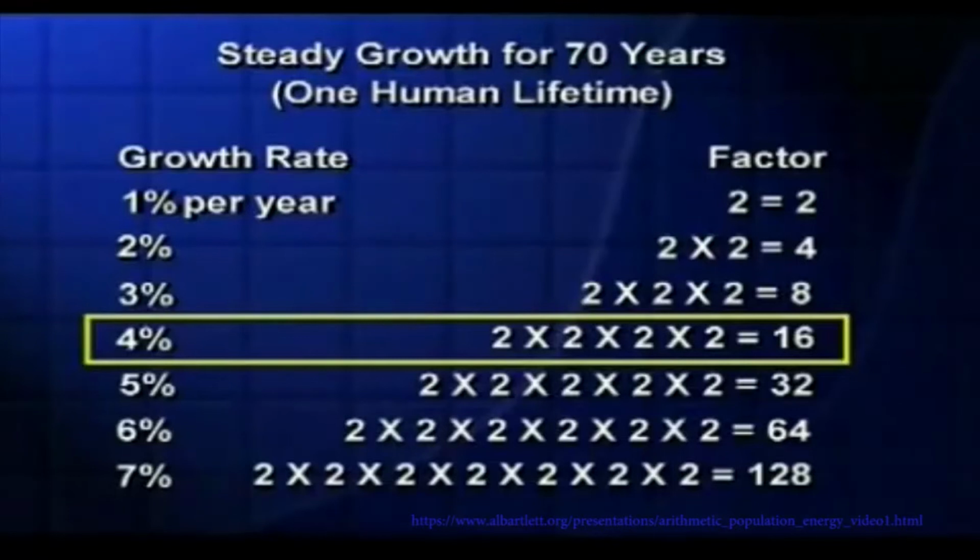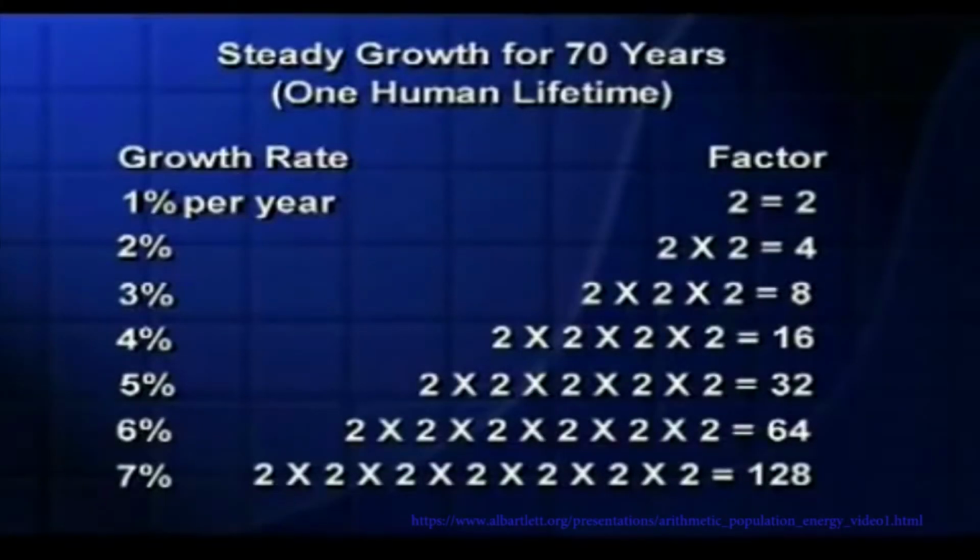Now there's another beautiful consequence of this arithmetic. If you take 70 years as a period of time, and note that that's roughly one human lifetime, then any percent growth continued steadily for 70 years gives you an overall increase by a factor that's very easy to calculate. For example, 4% per year, you find the factor by multiplying 4 2's together. It's a factor of 16.